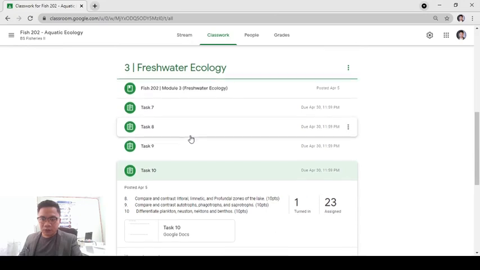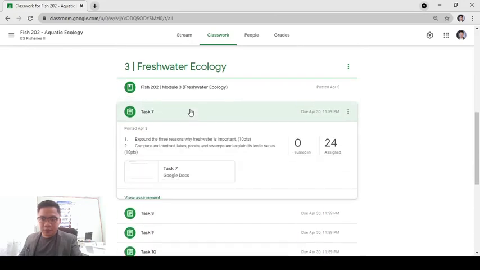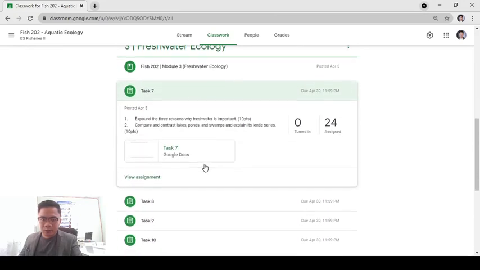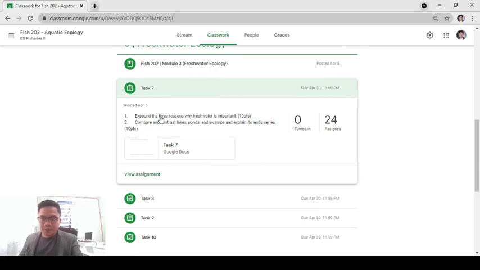First one, task 7, basically you will be required to expound the 3 reasons why freshwater is important. So that is 10 points. Another is that you are going to compare and contrast the lakes, ponds, swamps, and explain its Lentic series.